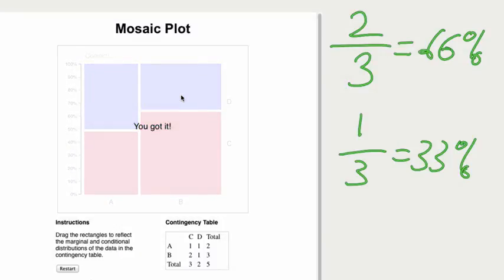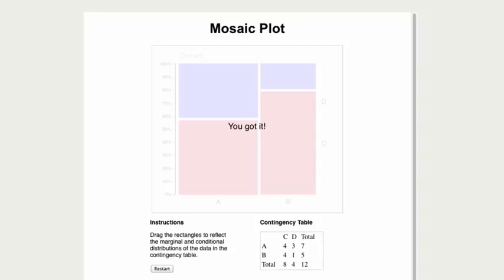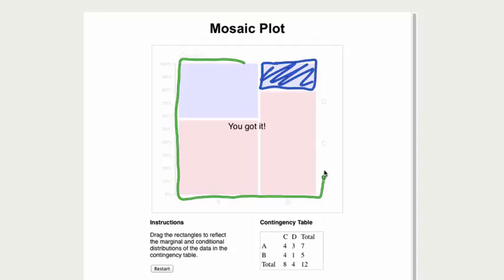Great, we got it. You might be wondering if the areas of the rectangles in a mosaic plot have any meaning. In fact, they do. Let's examine this rectangle in the top right. The area of this rectangle relative to the area of the whole mosaic plot is the proportion of units in the data that are in categories B and D.